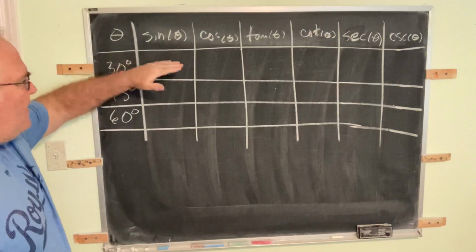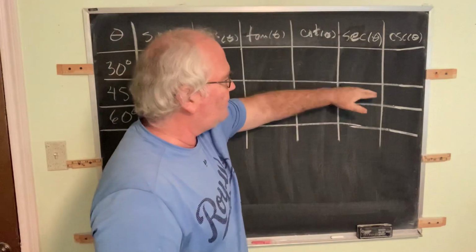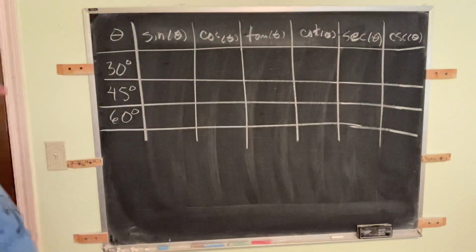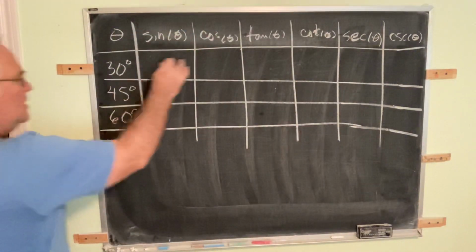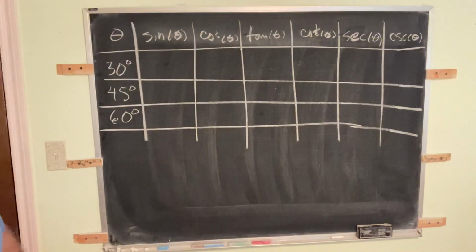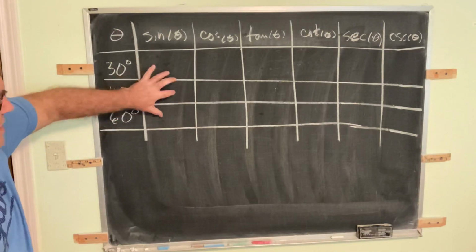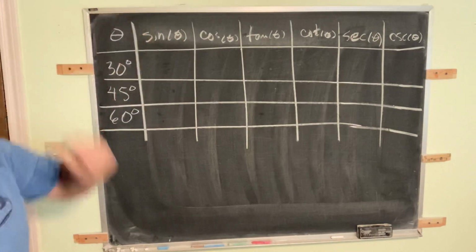the sine value of 30 degrees. We want the tangent value of 60 degrees. We want the secant value of 45 degrees, and so on. So we have 1, 2, 3, 1, 2, 3, 4, 5, 6. We have 18 different values to fill in here. Turns out if you know sine of these three, everything else you can get.